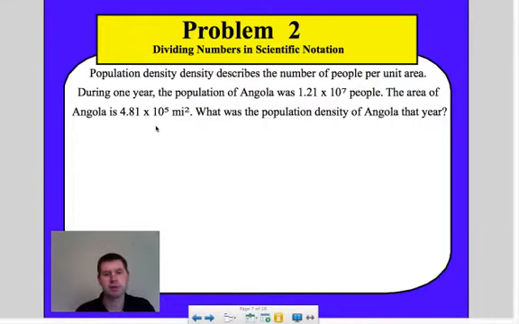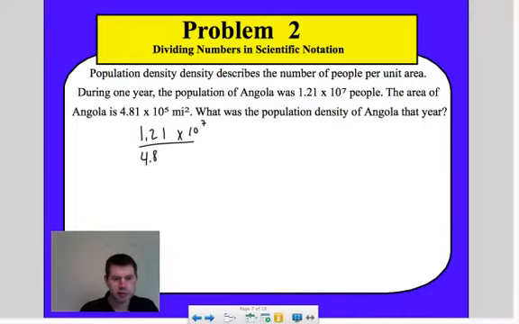So it's talking about the population density of Angola, which is 1.21 times 10 to the 7th, and the area is 4.81 times 10 to the 5th. Okay, so it's telling you that the population density is people per unit of area. So that tells us that we're going to take the 1.21 times 10 to the 7th, and we're going to take 4.81 times 10 to the 5th. So we're taking people over the area.